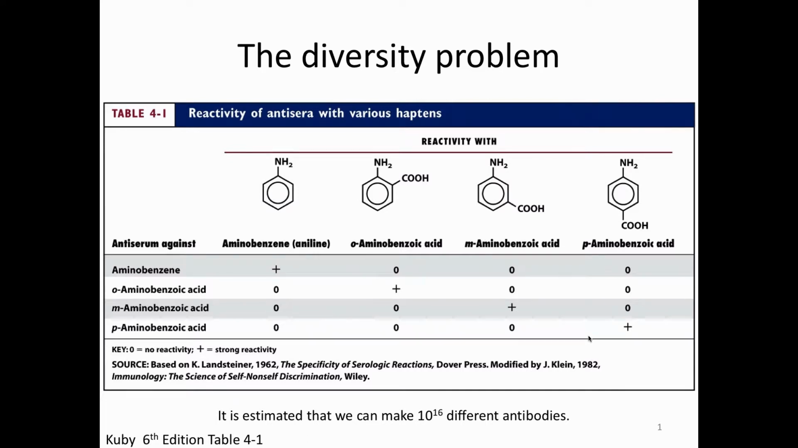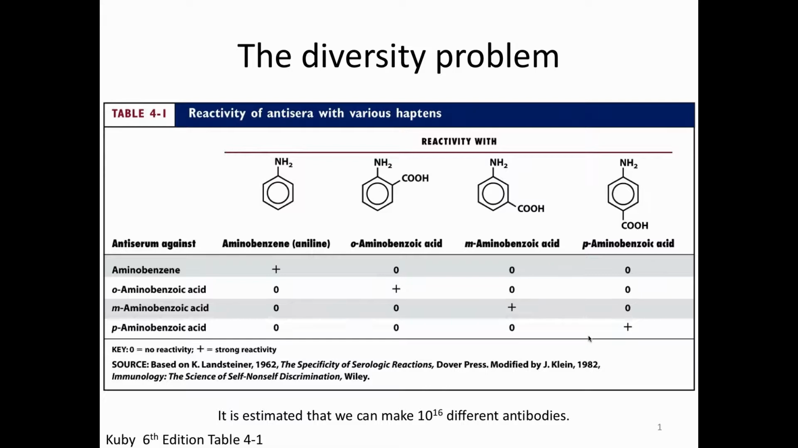But today we are going to talk about details about the way that we generate antibody diversity. And I left you off with this problem on Monday. The problem is that it is estimated that we can make a large number of antibodies. Here I tell you 10 to the 16th. On a couple of other slides, I'm going to give you slightly different numbers. The moral of the story, whatever the number is, it's a big number.